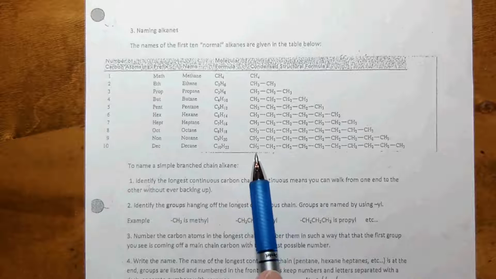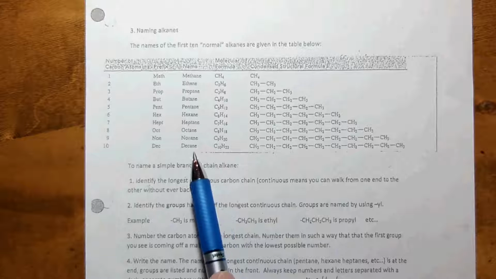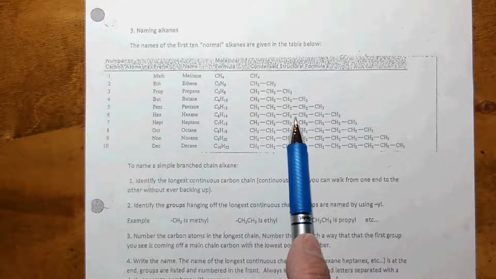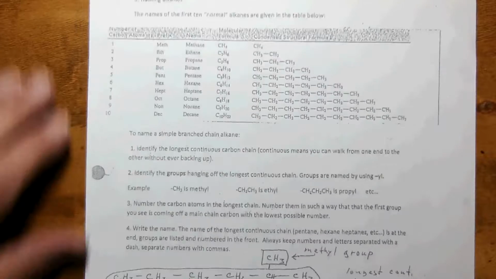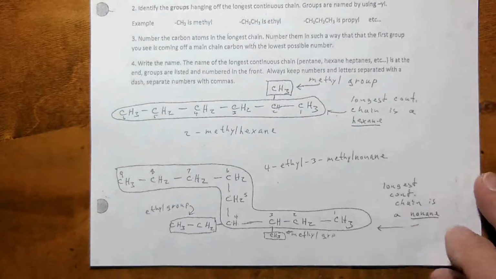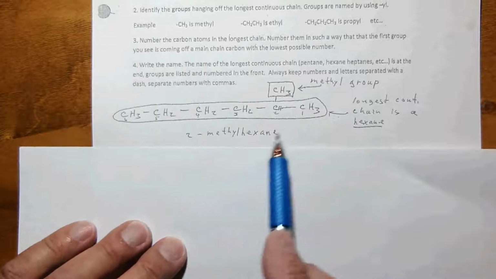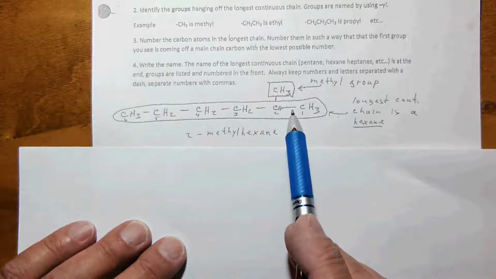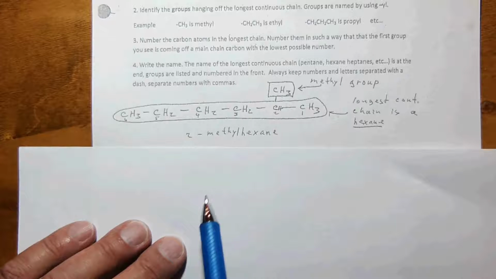If your longest chain is 10 carbons in a row, it's named as some form of decane. If your longest chain is 6 carbons in a row, it's named as some kind of hexane. Now, a couple of examples we worked through. We took a look at this guy here. Longest chain is 1, 2, 3, 4, 5, 6 carbons long, so that makes it a hexane, but it's not just hexane, it's hexane with this extra thing.